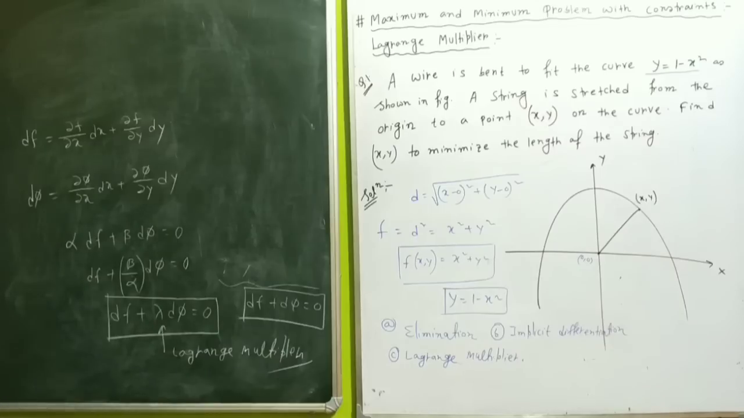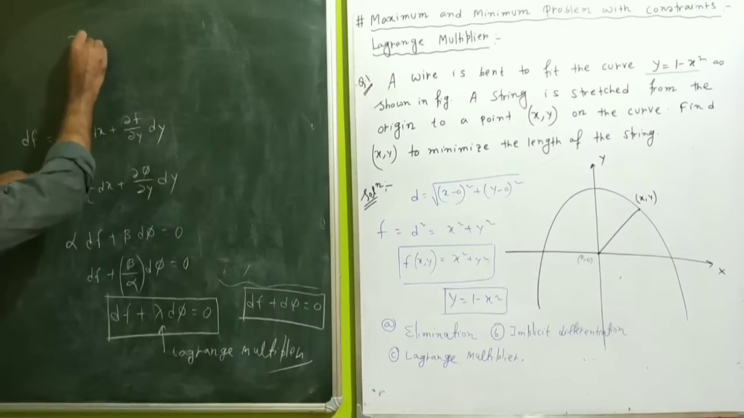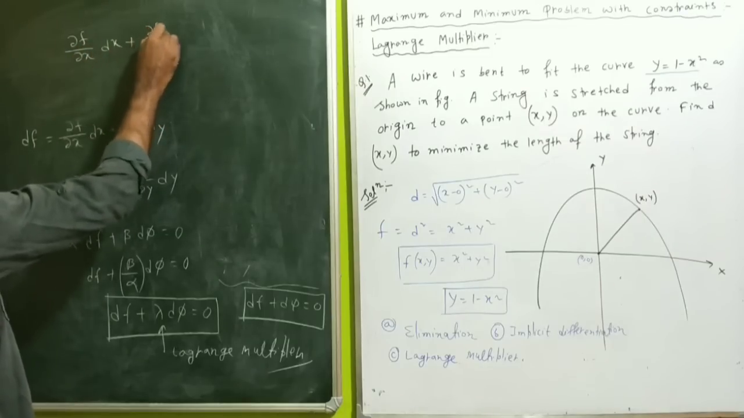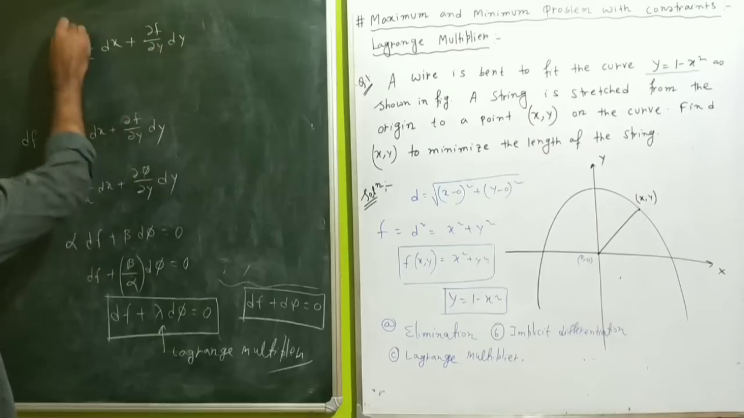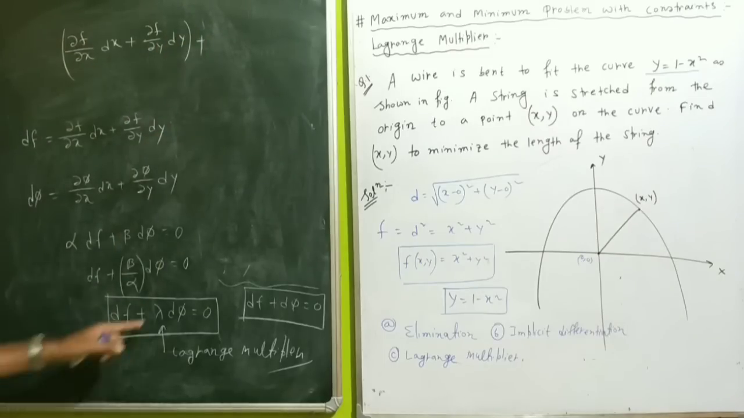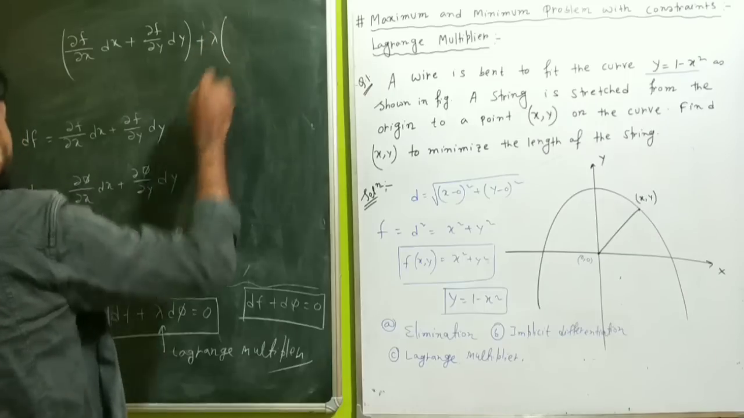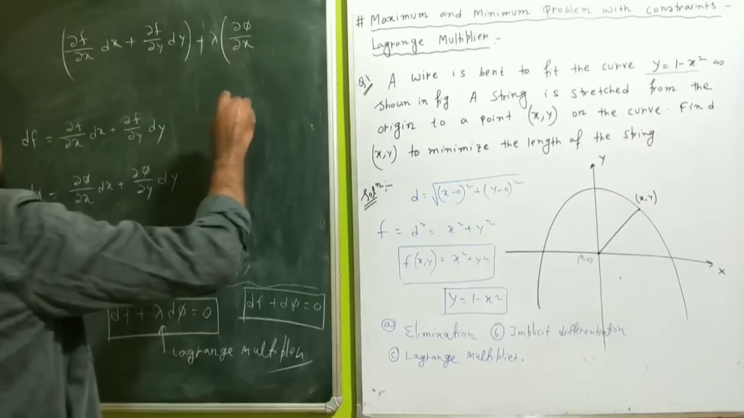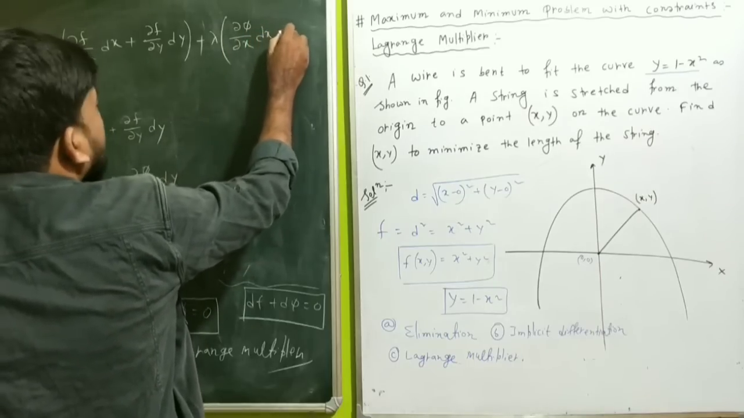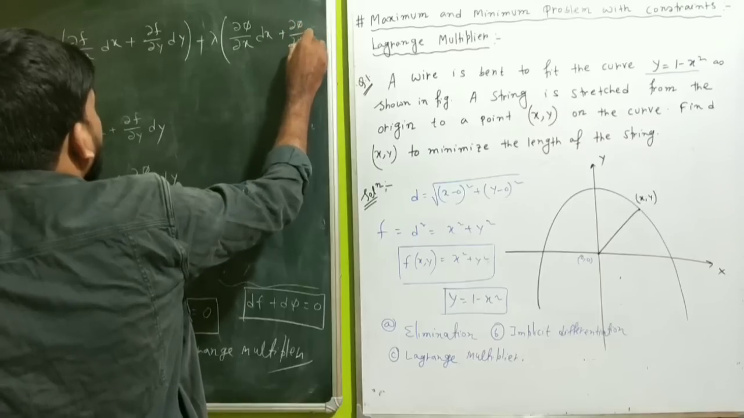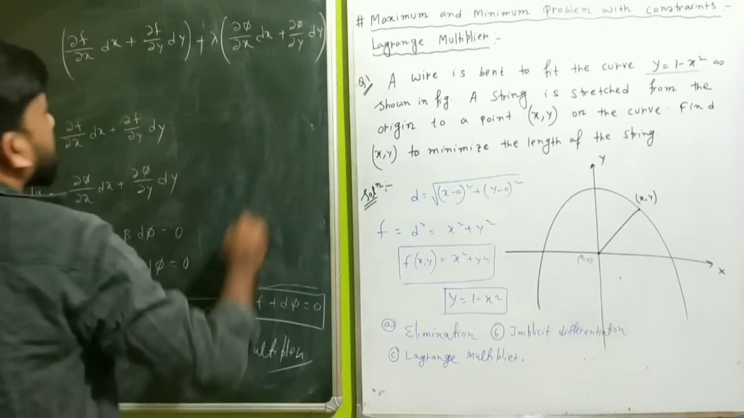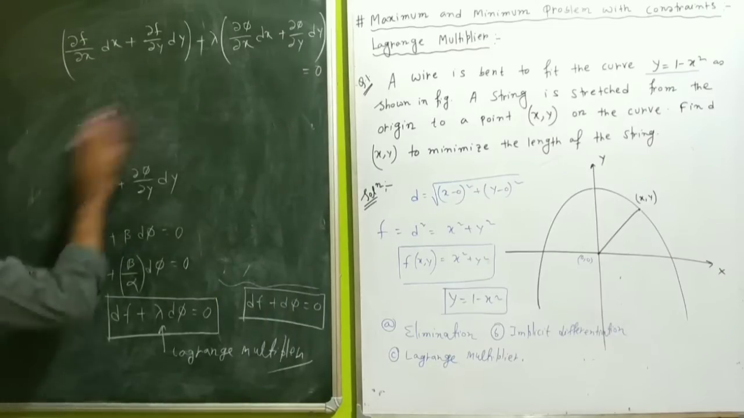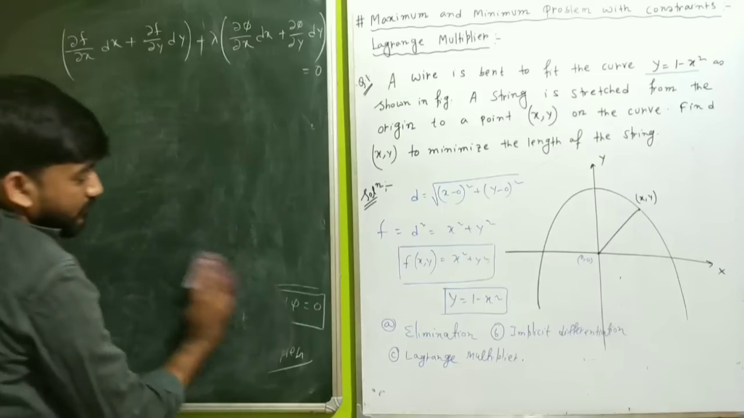We have this df, which means del f del x into dx plus del f del y into dy, plus we have lambda, and d phi is this. So we have del phi del x into dx plus del phi del y into dy is equal to 0. Obviously this will equal 0. So now what will it give? It will give us two equations.